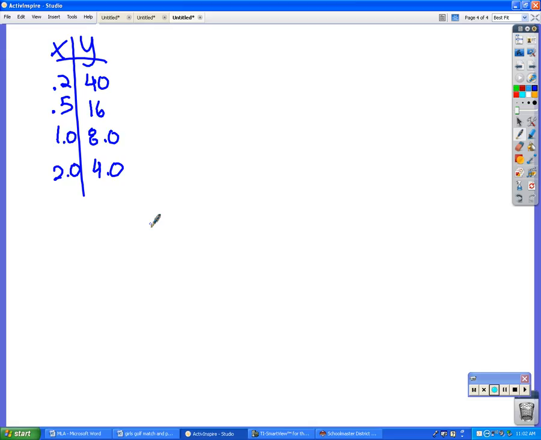1, 2, 3, 4. Okay? What do we got going on here? Nothing. Big fat nothing. Yes, this is an inverse relationship. One of them is going up, the other one is going down. So that's the first part that we need.